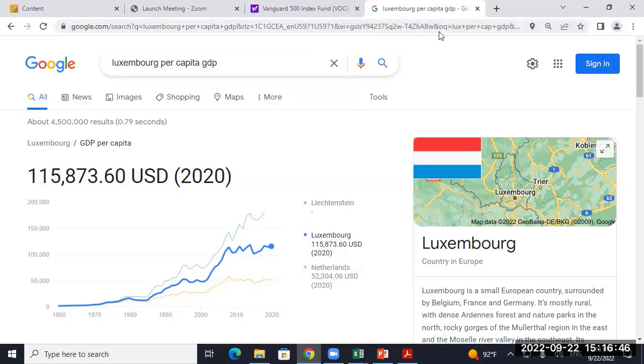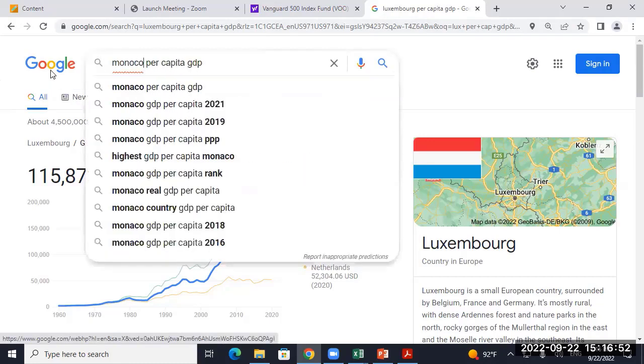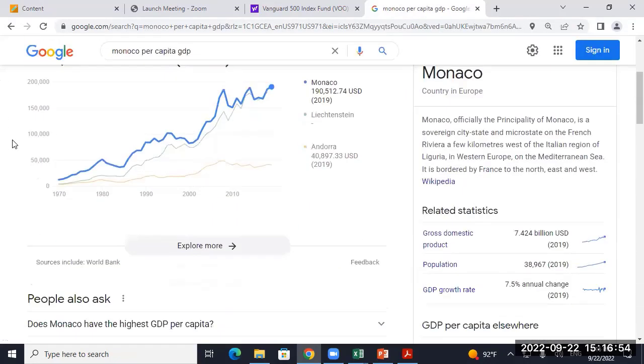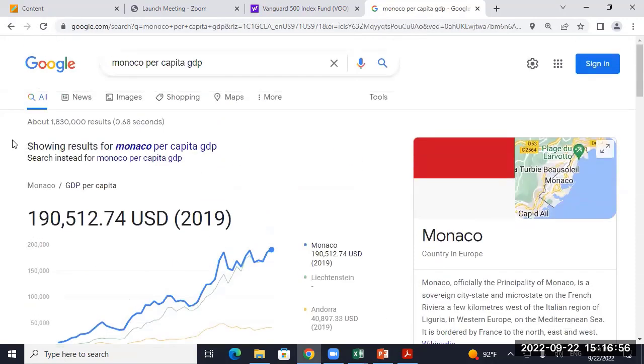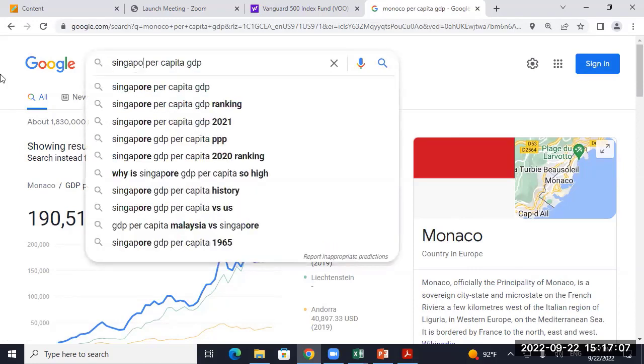Monaco. Oh wow, 190. Yeah, Monaco, there's not much space there either. So these are almost like cities. Compare that to Singapore.